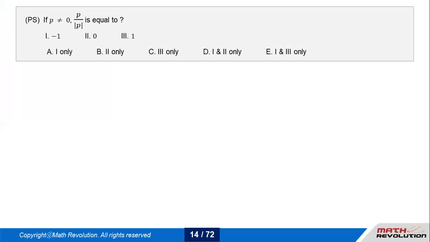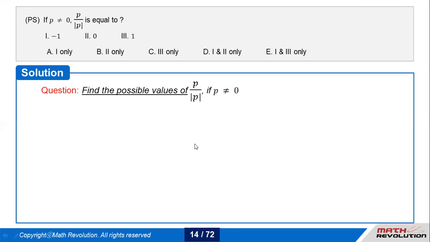Let's try this question. If P is not equal to 0, P over modulus of P is equal to what? And now these are multiple choice questions again, like we could have more than one option also. So if P is not equal to 0 and P over modulus P is something that we are talking about, there's no root involved in it. So how do we solve this now?